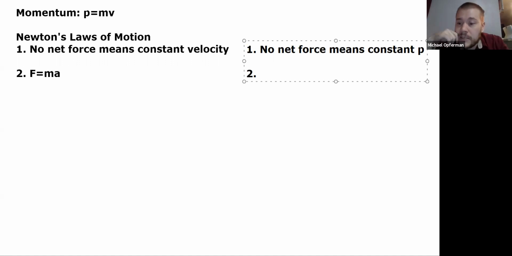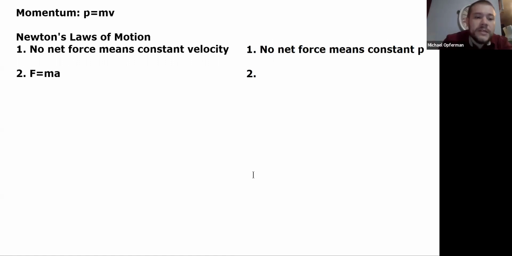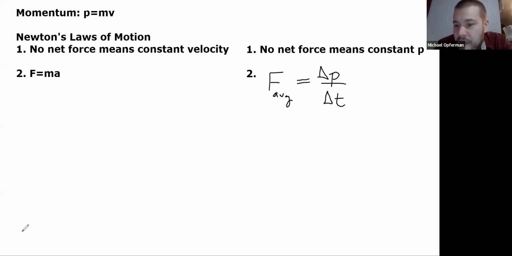The second law is a lot more interesting. We mentioned in the last video that the second law in this new viewpoint is that the force on average is equal to delta P over delta T. That's what F equals ma becomes in this viewpoint. Or another way that people often write it is that delta P equals F on average times delta T, which of course is the same equation, but people often act like this is a revelation that you can multiply both sides by delta T. I don't quite know why that is the case.